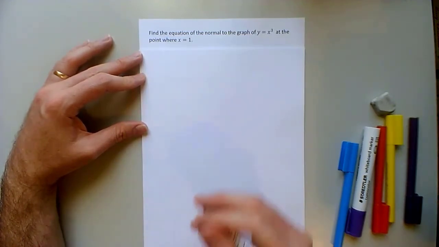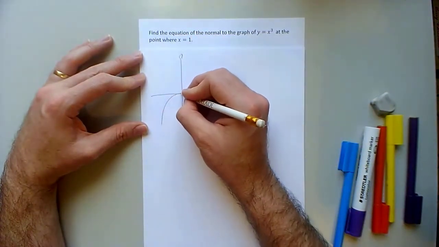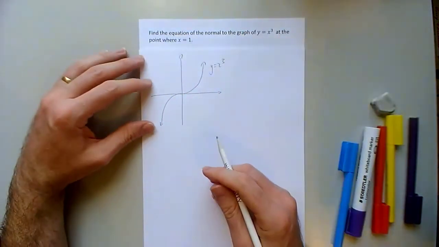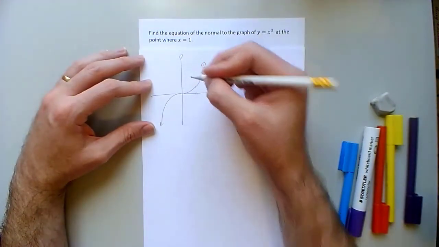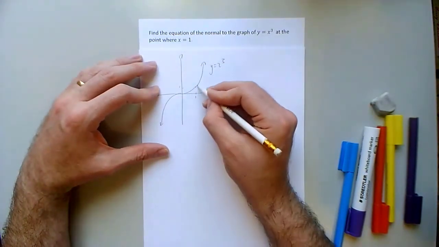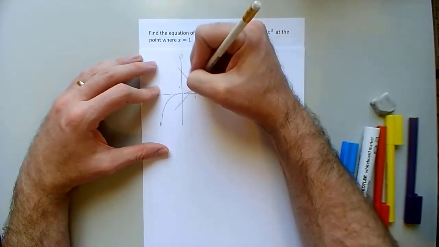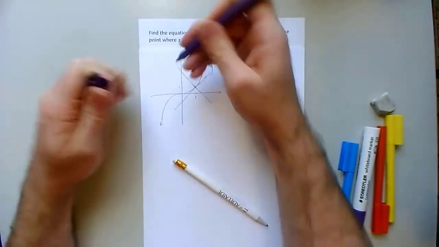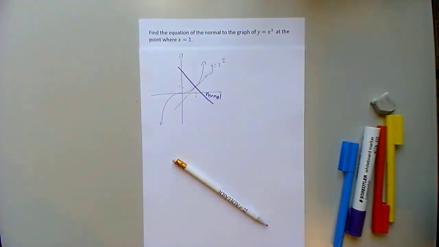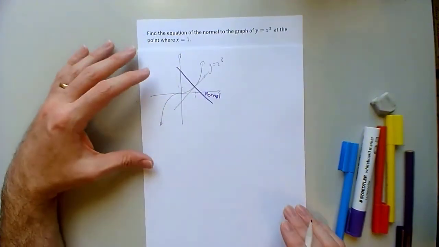Just going to draw a quick sketch so I know what I'm expecting. Y equals x cubed looks like that, roughly. The point where x equals 1. Yeah, my graph's not drawn to scale. Oh well, not too bad. So the slope of the tangent is that, and the normal would be like that. Okay, so I'm going to need this point, which looks like it's 1, 1, and I'm going to need the slope of the normal.